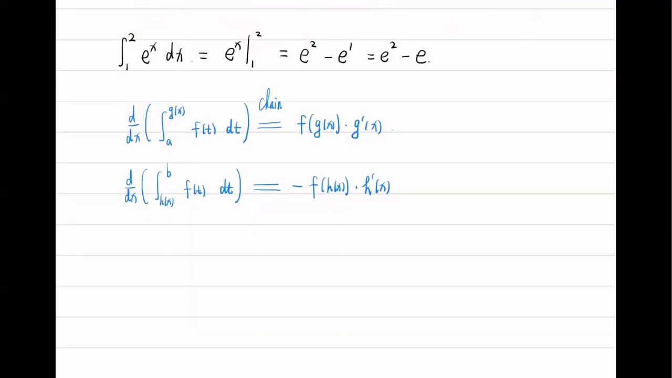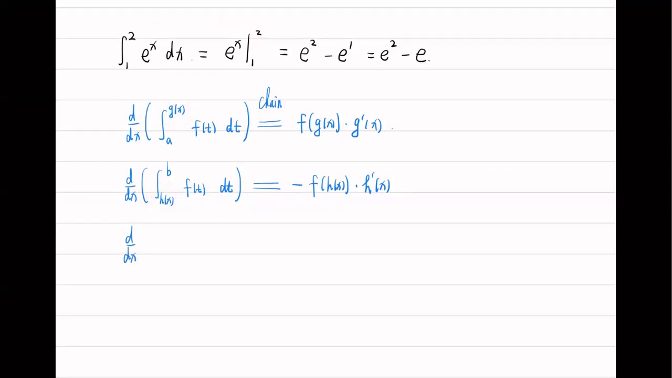Okay, the first one varying upper limit. Second one varying lower limit. Now we will combine them. Elisa, how do you find this derivative? You add them.